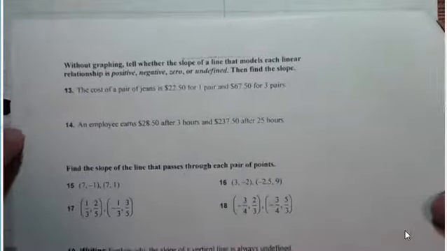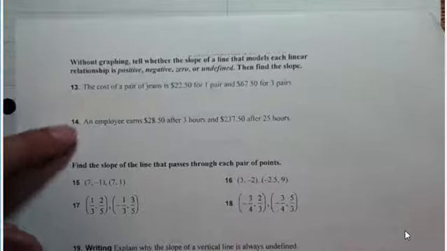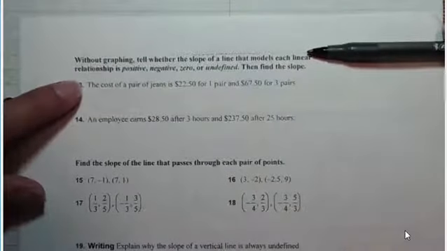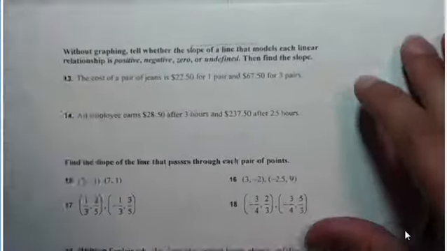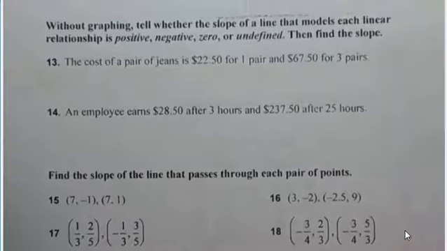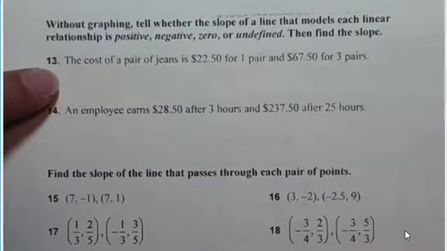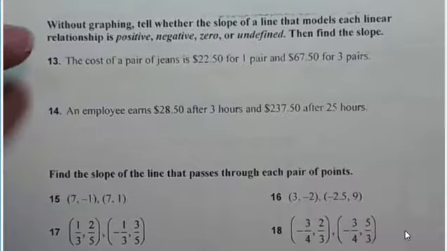The next page is very similar. They give you the verbal description for 13 and 14. They want you to tell me if it's positive, negative, 0, or undefined slope, and then find the slope. So you're going to have 2 parts to that problem. Now I'm going to give you a hint for 13. It says it's giving you information from a table, okay, or 2 points. The cost of a pair of jeans is $22.50 for 1 pair and $67.50 for 3 pairs.